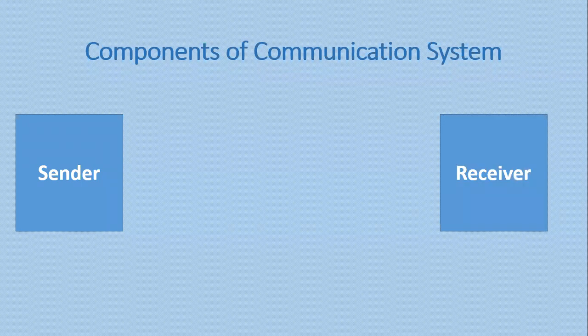Then there would be some receiver, the destination. Sender and receiver are also called source and destination. So the destination will be there. When you are sending some email, there would be some destination address, a destination device to which you are sending your mail.